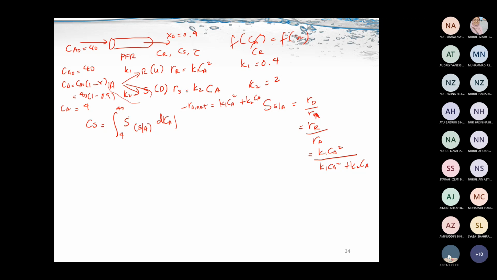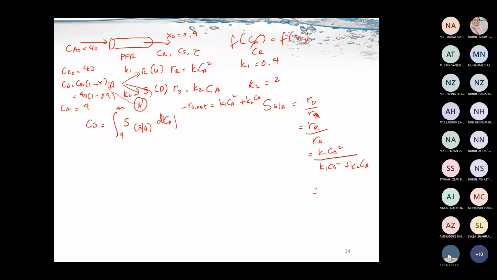40 dengan 4 ni adalah in term of A component. Okay, so make sure that's why bila you integrate, function kena betul. Okay, so that's why you can dapat dalam bentuk function ni. Okay, so daripada situ you will have just substitute. Okay, K1 dah diberi semua tu dengan ni.